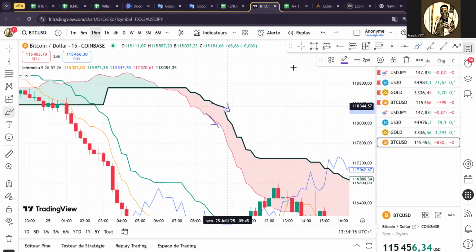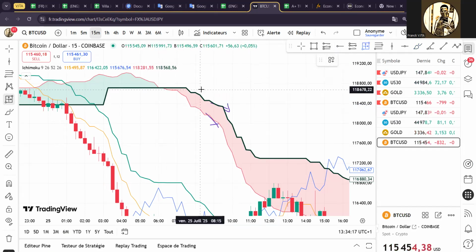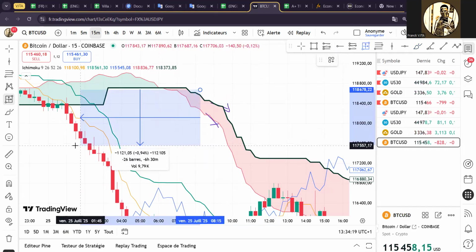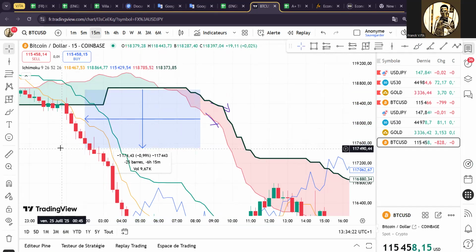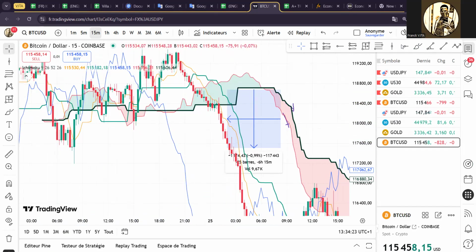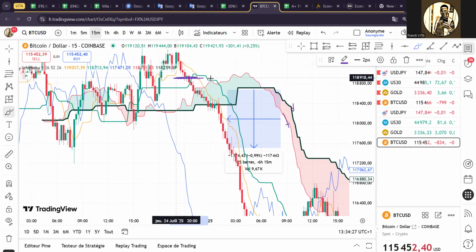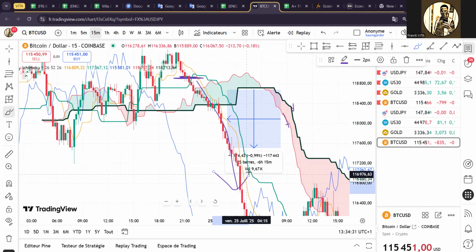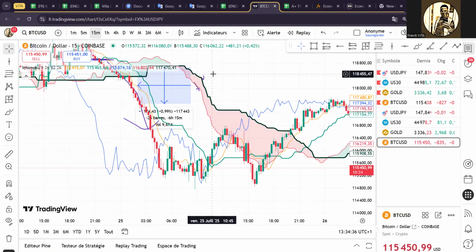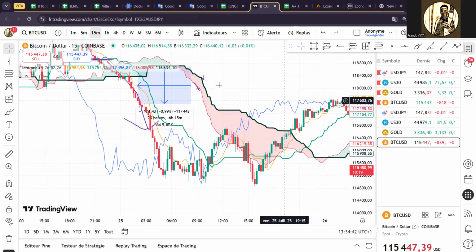Normally, it should have been entered already from the beginning of the young, just right here. It should be in position since above. This is 15 minutes. So 5 minutes should have made you enter just right here. And you should have been in a sell. That's just a holding position from here, from this young cloud.